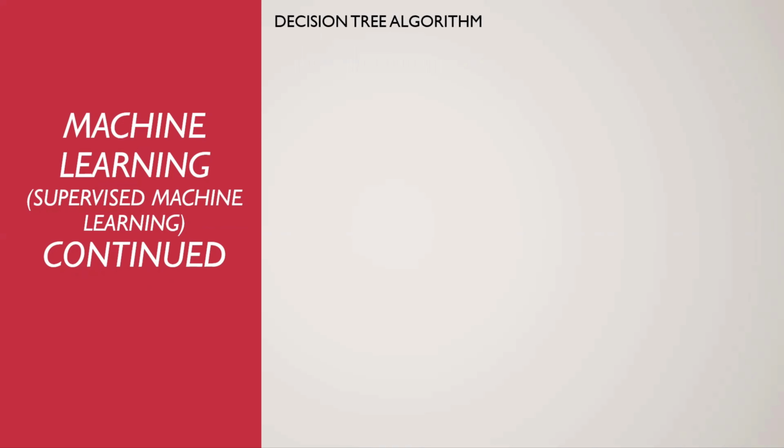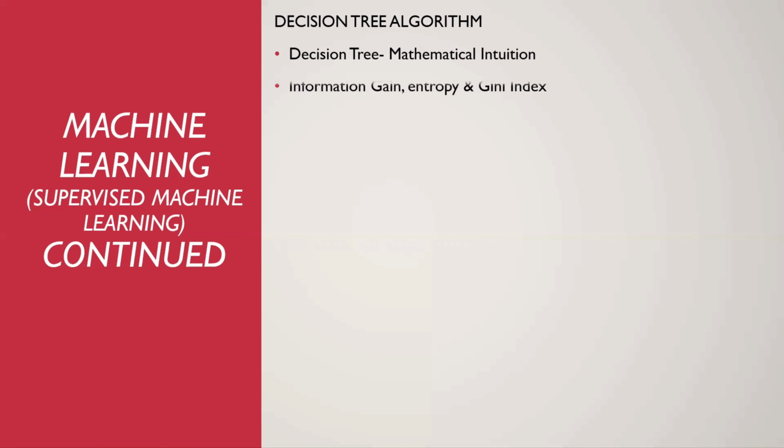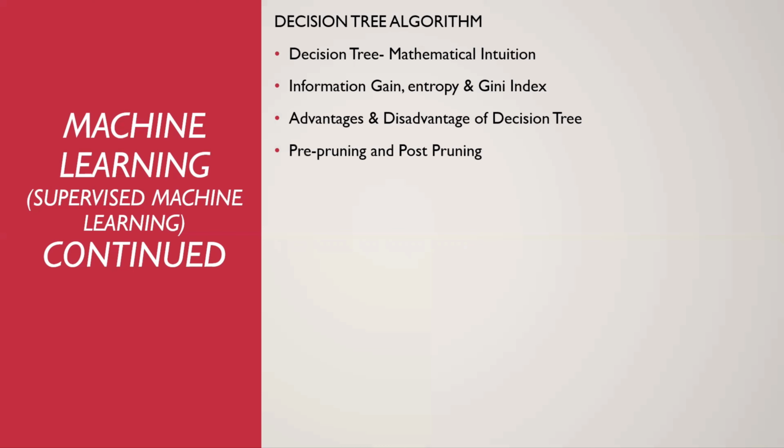Now, the decision tree algorithm. What is the mathematical intuition? This is one of the easily explainable models. You have to know what is information gain, entropy, Gini index, and the advantages and disadvantages of decision tree. What is pre-pruning and post-pruning? Why do we do that?